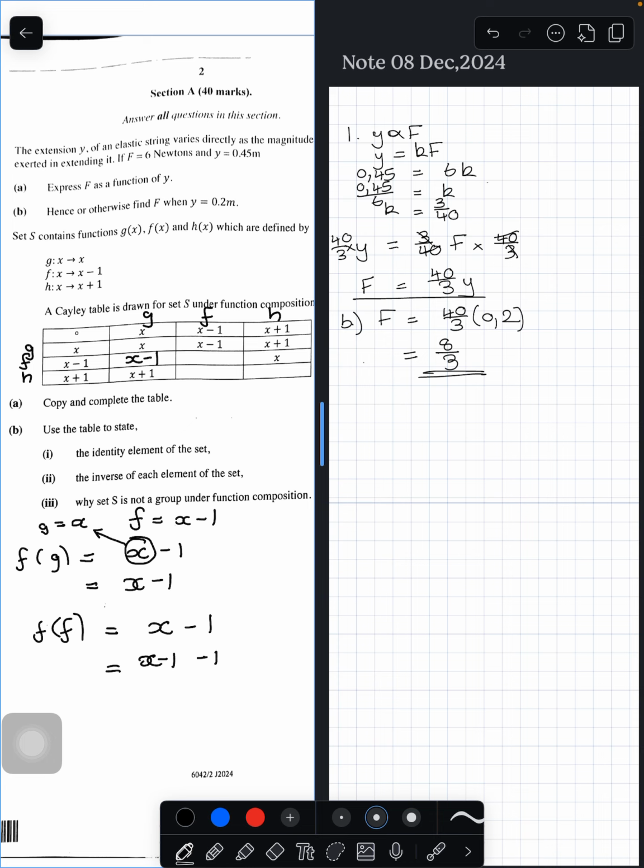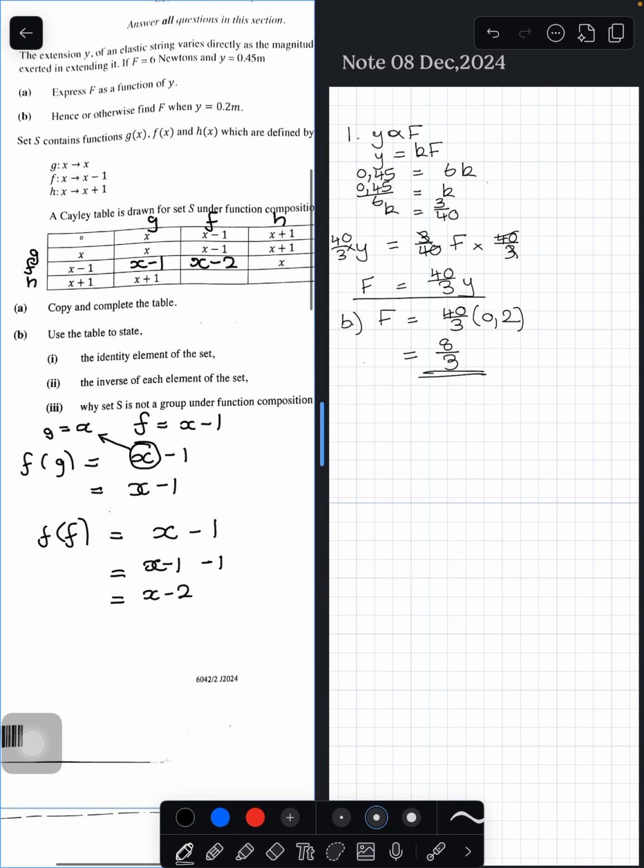It's minus 1. Okay, so this whole value of x has been replaced by x minus 1, like that. So at the end, our answer is going to be x minus 2. Okay, x minus 2.